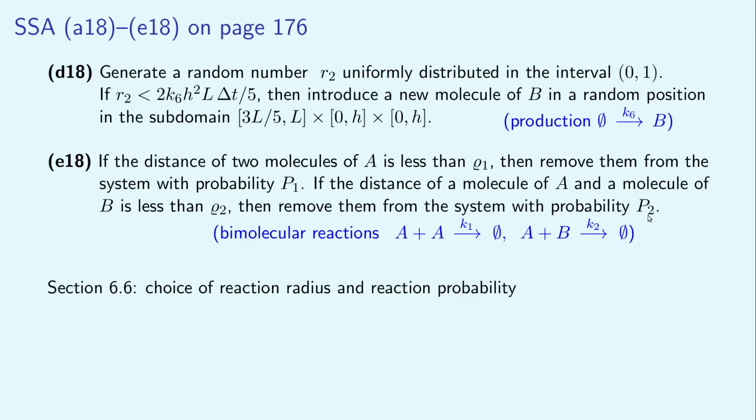In our model, we know the reaction rate constants k1 and k2. If we want to use our molecule-based algorithm, then we have to specify the values of reaction radii ρ1 and ρ2 and reaction probabilities p1 and p2. This is discussed in detail in section 6.6. Once we know the values of reaction radii ρ1 and ρ2 and reaction probabilities p1 and p2, then it is relatively straightforward to write a computer code implementing our algorithm.